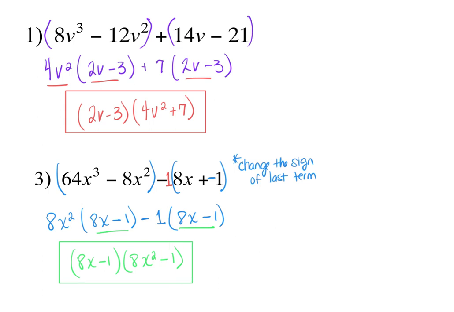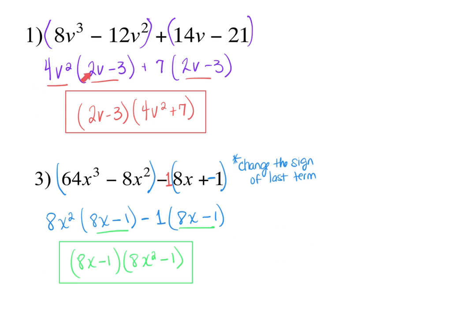All right, I want to talk through these really quickly. So the first one was pretty straightforward. You group the first two, you group the last two. What's in common here is a 4 between the 8 and the 12 and a v squared between these two. So I pulled out a 4v squared as my common factor.